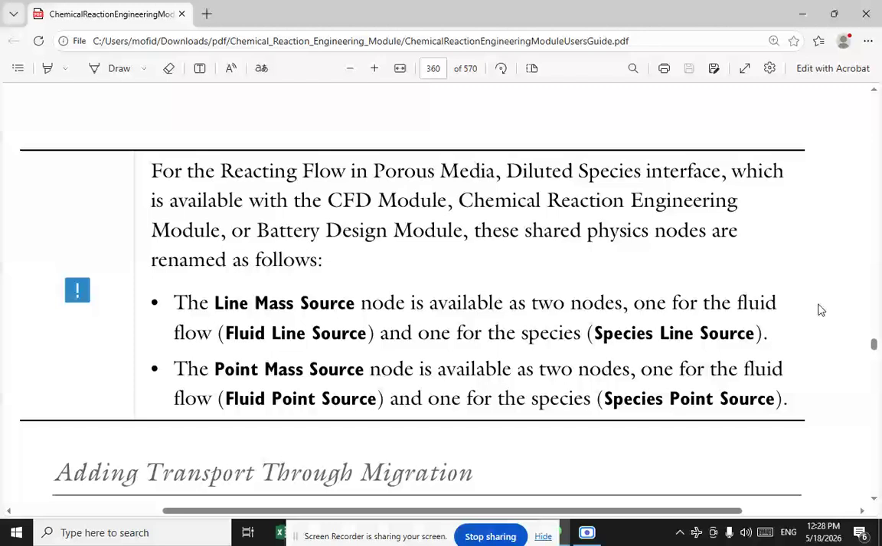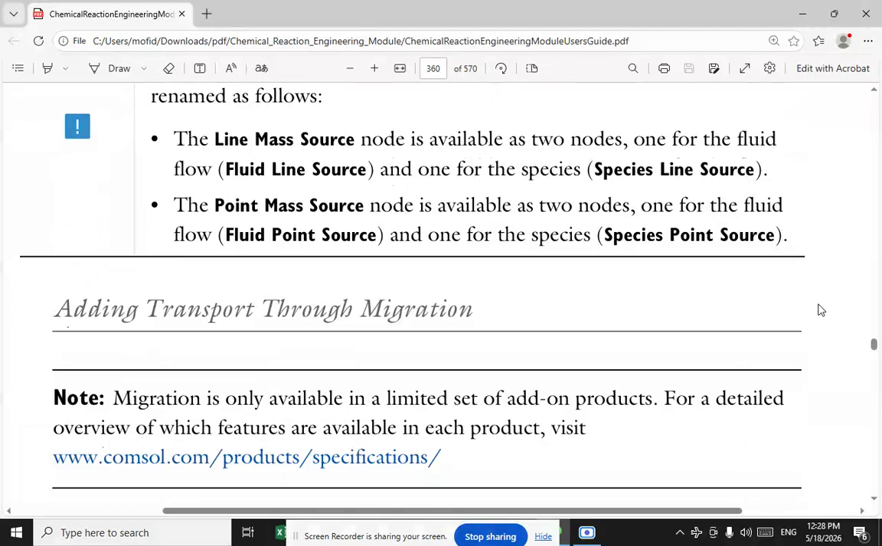For the Reacting Fluid in Porous Media and Diluted Species interfaces, which are available with the CFD Module, Chemical Reaction Engineering Module, or Battery Design Module, these shared physics nodes are renamed as follows. The Line Mass Source node is available as two nodes, one for the fluid line source and one for the species line source. The Point Mass Source node is available as two nodes, one for the fluid point source and one for the species point source.